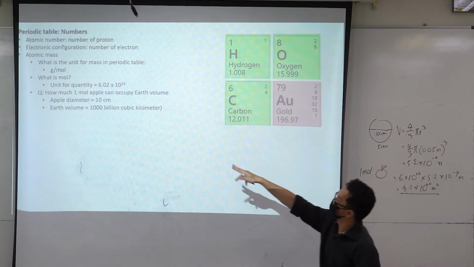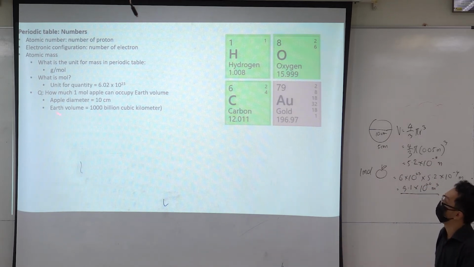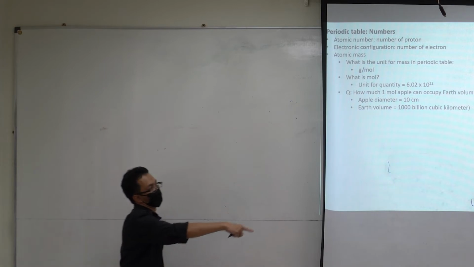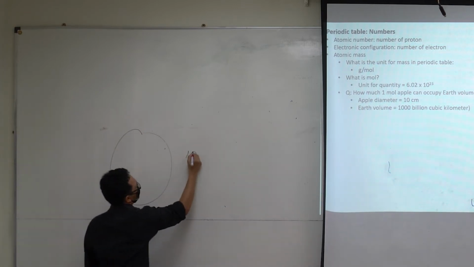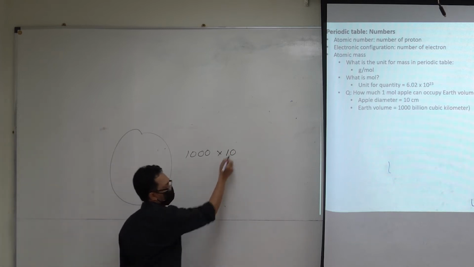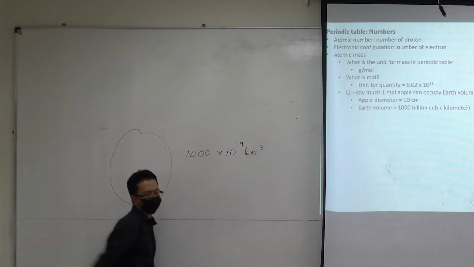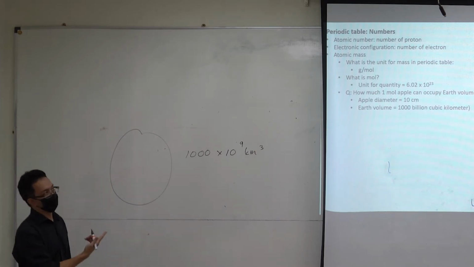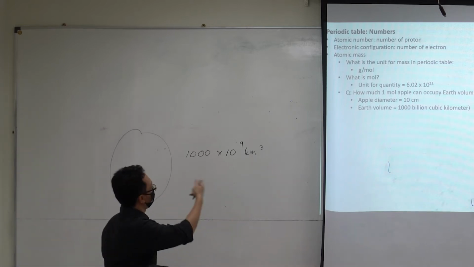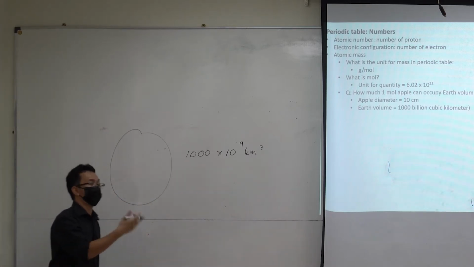The question now: how much can 1 mole of apple occupy Earth's volume? So now the second conversion of the unit, you need to know how to convert 1,000 billion cubic kilometer to meter. So you know the Earth is basically 1,000 billion cubic kilometer. The SI unit for billion is to the power of 9, and that is kilometer cubed. That is the volume of our Earth. Because our mole of apple is in meter, and we are using kilometer here, we need to make sure the units are consistent so that we can easily work with them.